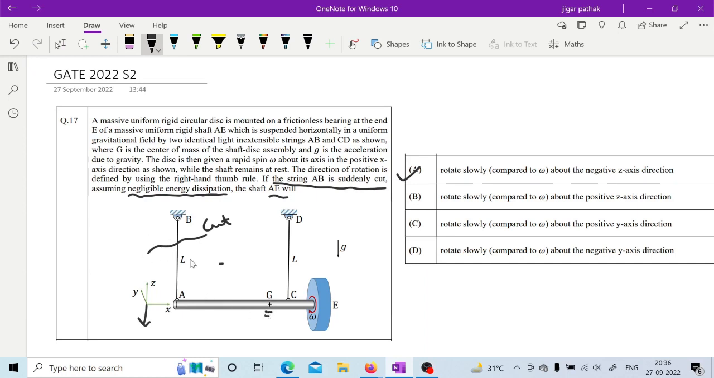See, as you are having this center of gravity here, if you are going to cut this, it will try to go down, right? So this is how you are having that rotation about this negative Z direction, right? If the center of gravity would have lain on this side, then it would have gone in the upward direction. So this is how you are given this particular option about the negative Z direction having rotation. Correct?